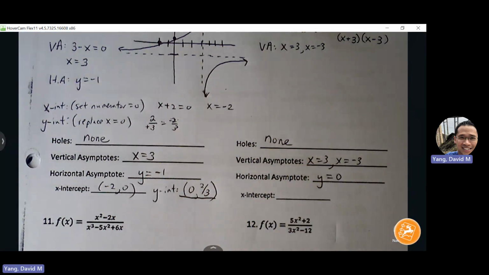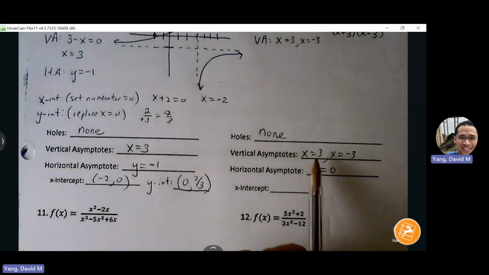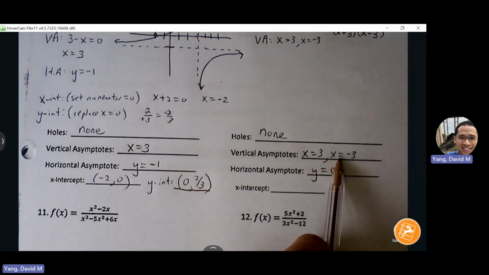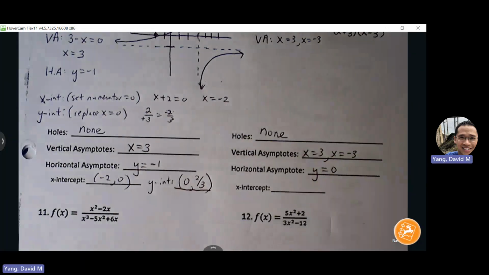So make sure that if you indicate asymptotes, don't just say 3, -3, and 0. Make sure you're naming those lines: x equals 3, x equals -3, y equals 0. These are not single values. These are actual lines, equations of these horizontal and vertical lines.